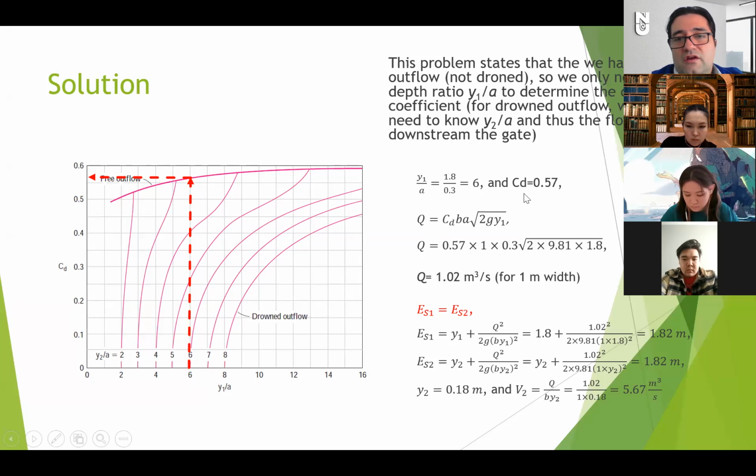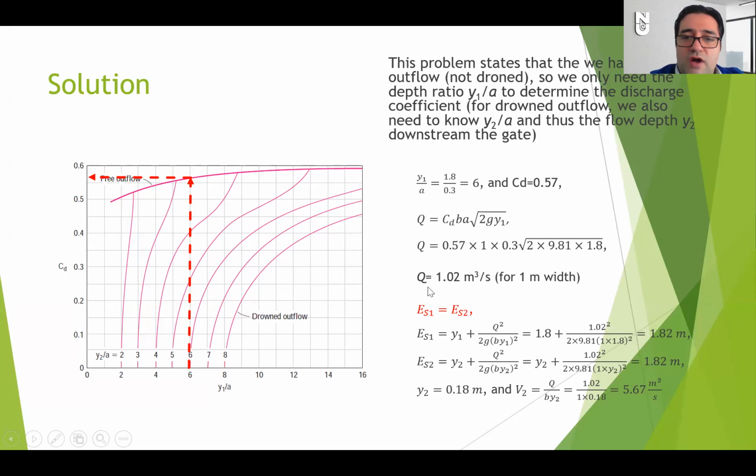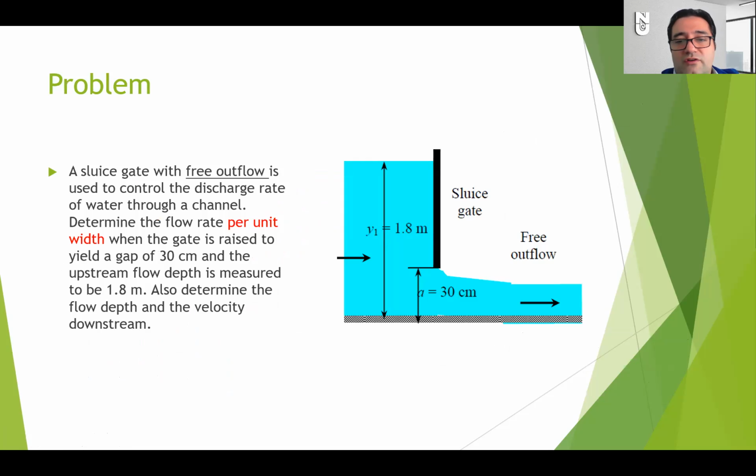So this is the coefficient for the sluice gate. And the equation for the sluice gate is given as this. If you put everything together in the equation, you will find that the Q value will be equal to 1.02 cubic meter per second. And the second thing is that you should calculate the depth. Here we don't know what Y2 is.